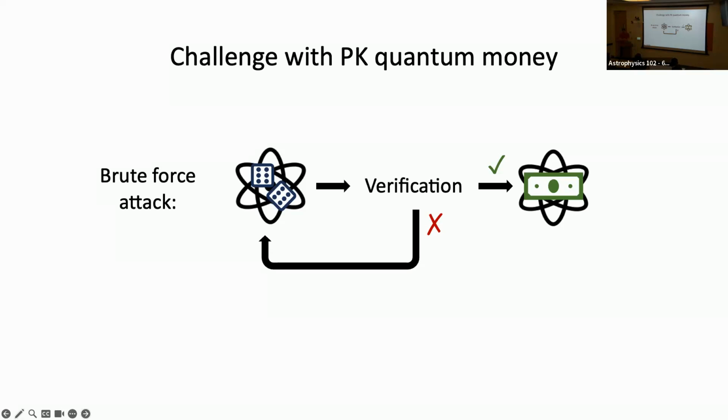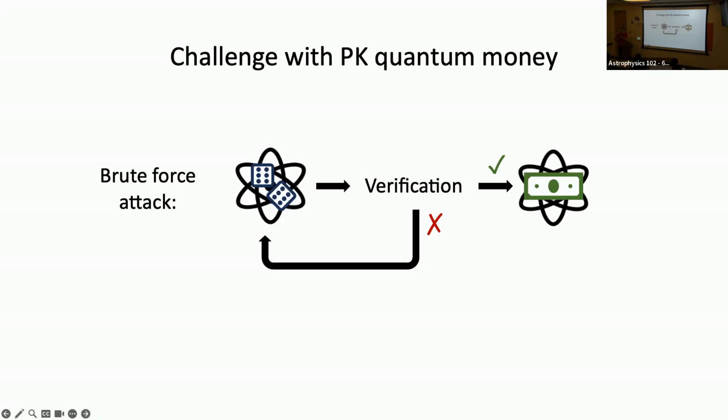With public quantum money, we now have the ability to publicly verify banknotes. That's the whole point. But this actually leads to an attack. What you can do is generate just a random state on whatever number of qubits our banknotes are, and try to verify it. Most likely it'll fail. But if it succeeds, you actually know you have a valid banknote.